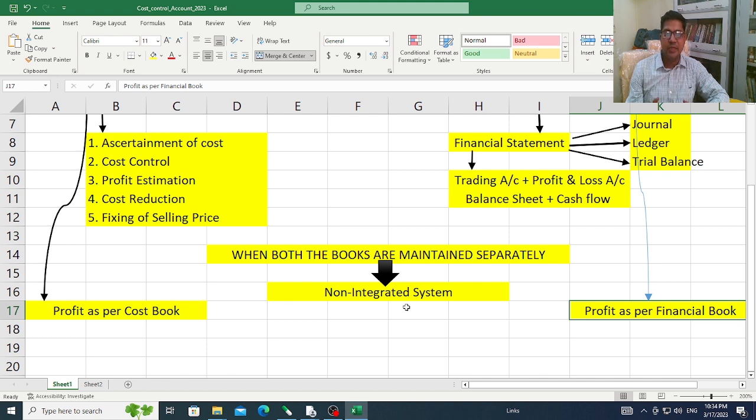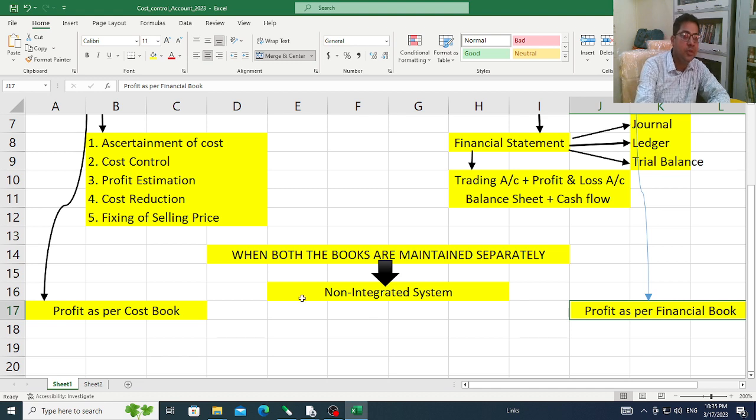Now, when we prepare the reconciliation, we adjust the cost profit and financial profit so that they tally. These are particular things you should know about, and both the books are prepared separately. It is called a non-integrated system. Integrated means together, non-integrated means separate. The system in our company is the non-integrated system.